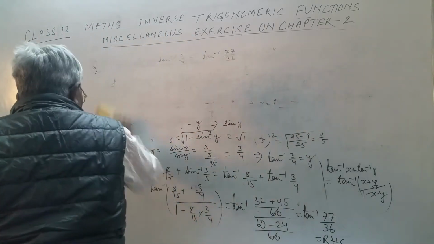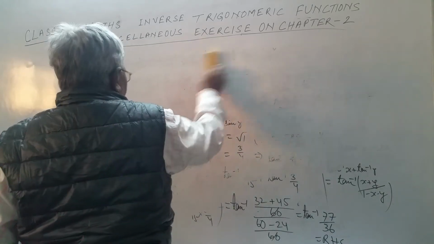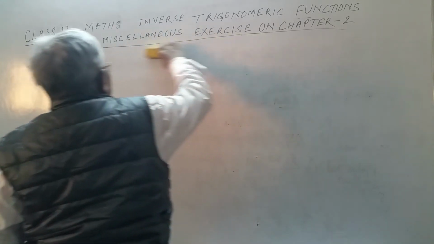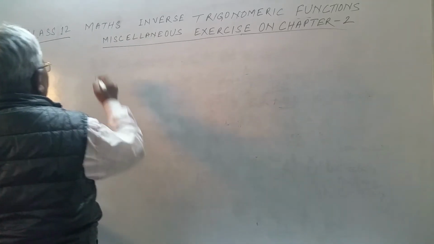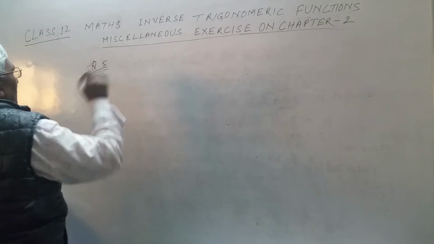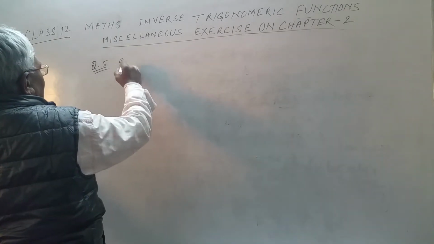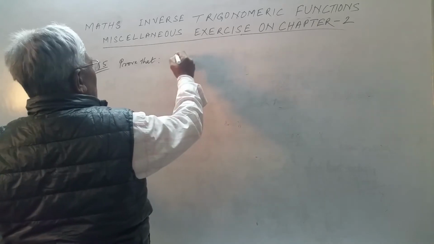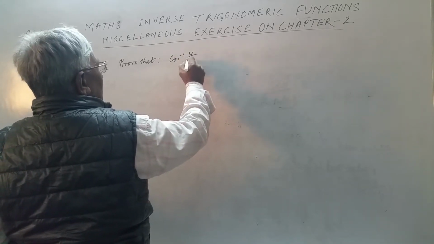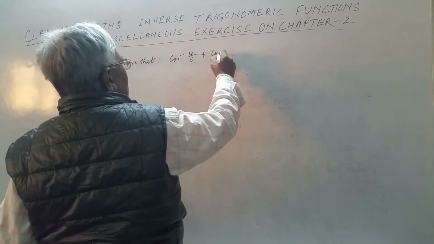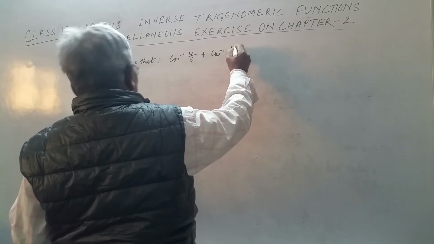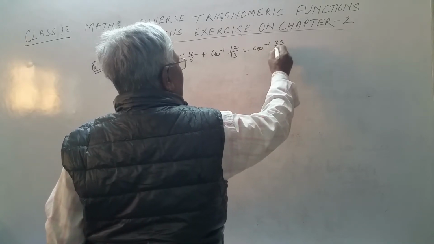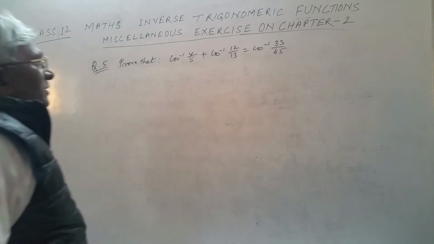Now fifth question. Let us do fifth question. Question number 5 says that prove that, here also you have to prove that cos inverse 4 upon 5 plus cos inverse 12 upon 13 is equal to cos inverse 33 upon 65. This is the question.